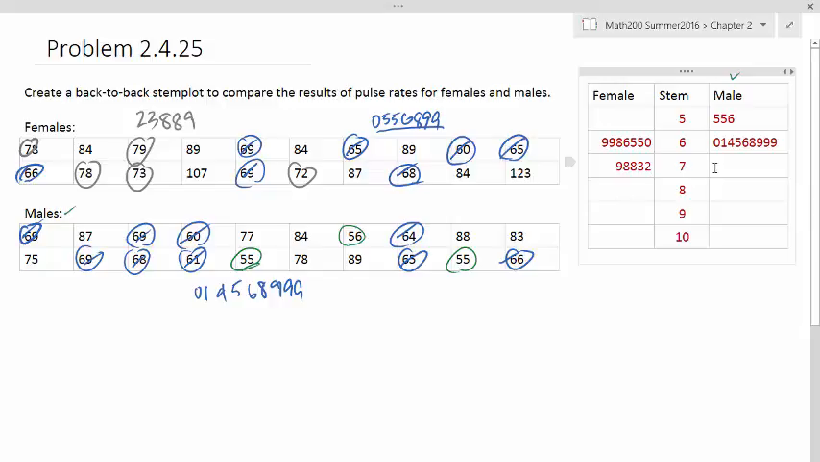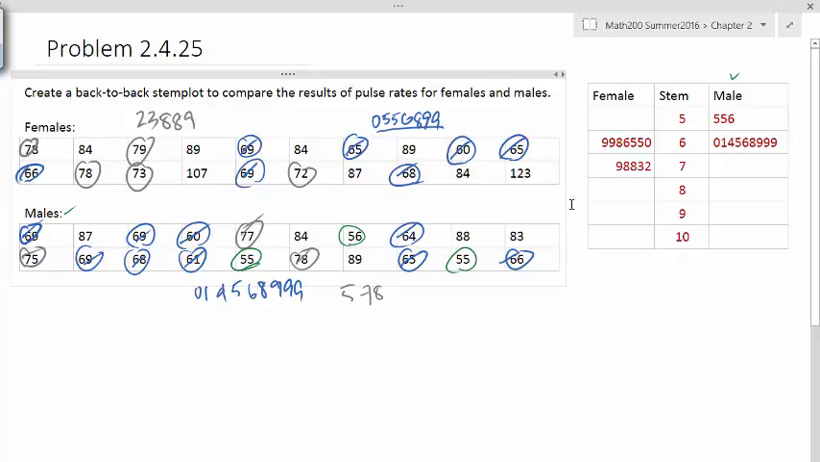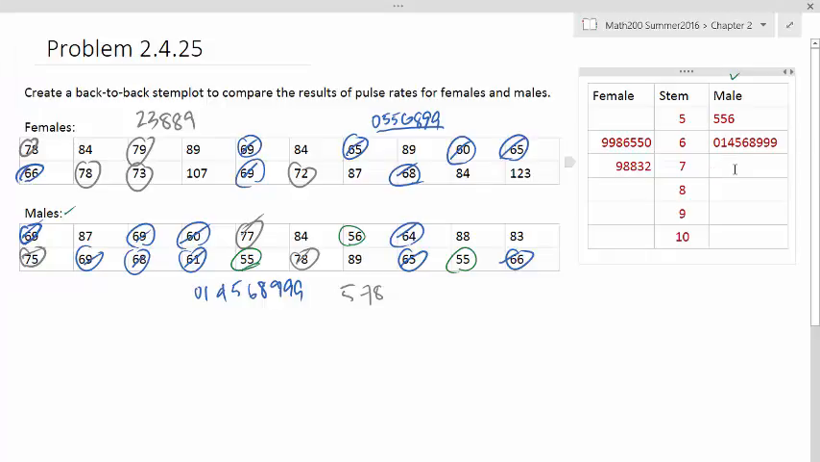Now let's look at the male side in the 70s. There's a 77 and 75, and 78. So there's 3 of them. There's a 5 and then a 7 and an 8 in that order. So let's mark that over here, 5, 7, and 8.